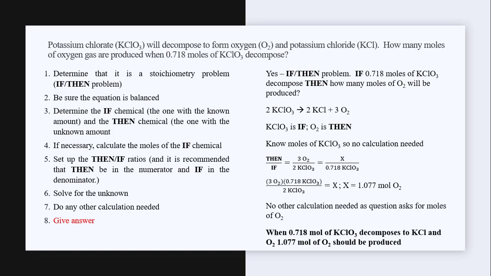Give the answer. 0.718 moles of potassium chlorate decomposed to potassium chloride and oxygen. 1.077 moles of oxygen should be produced.